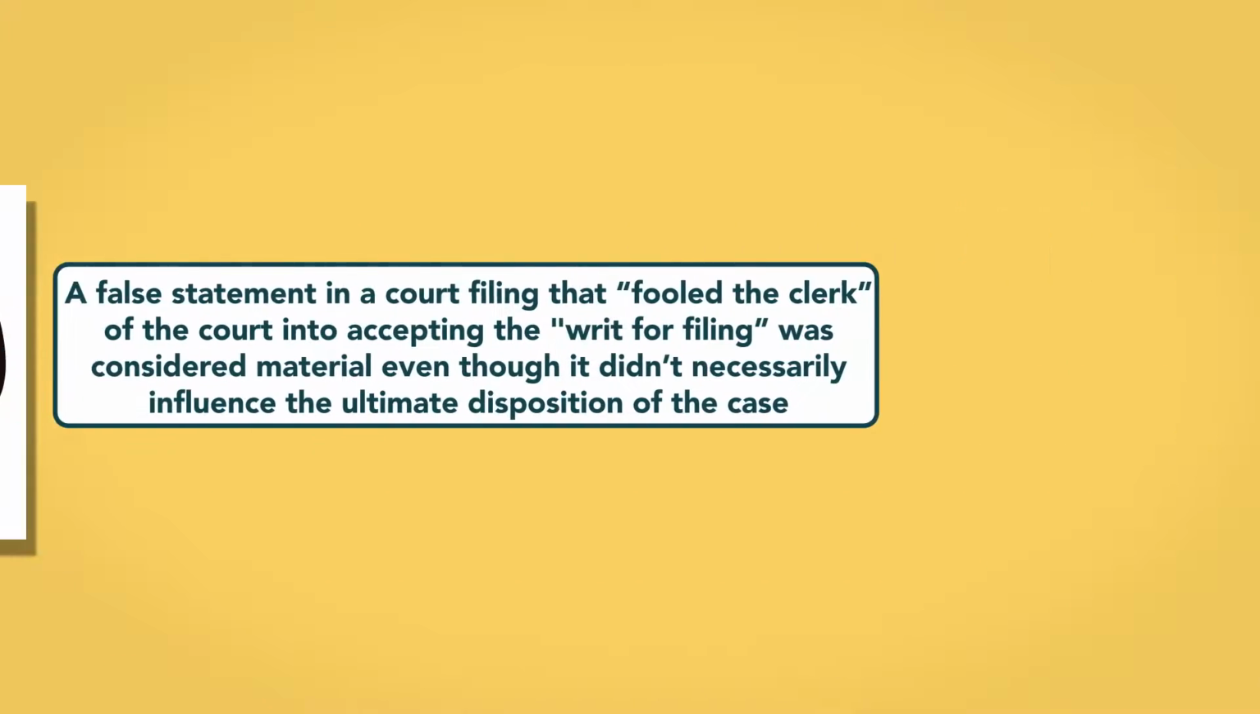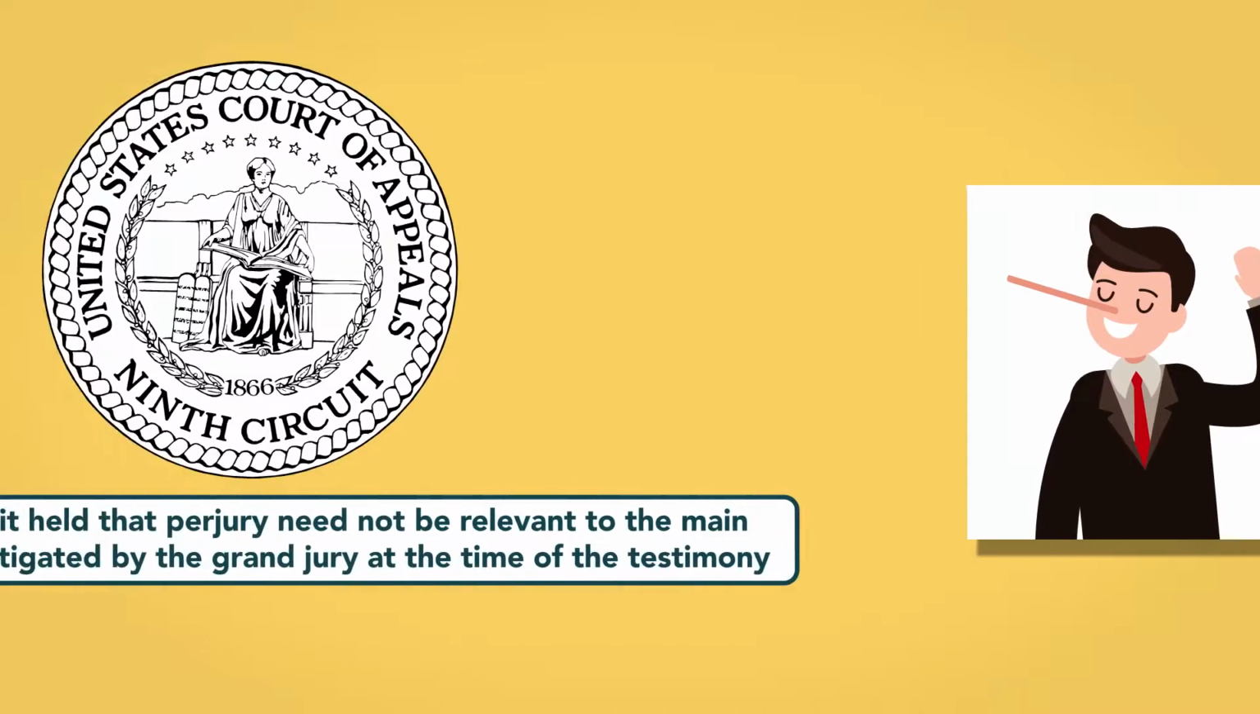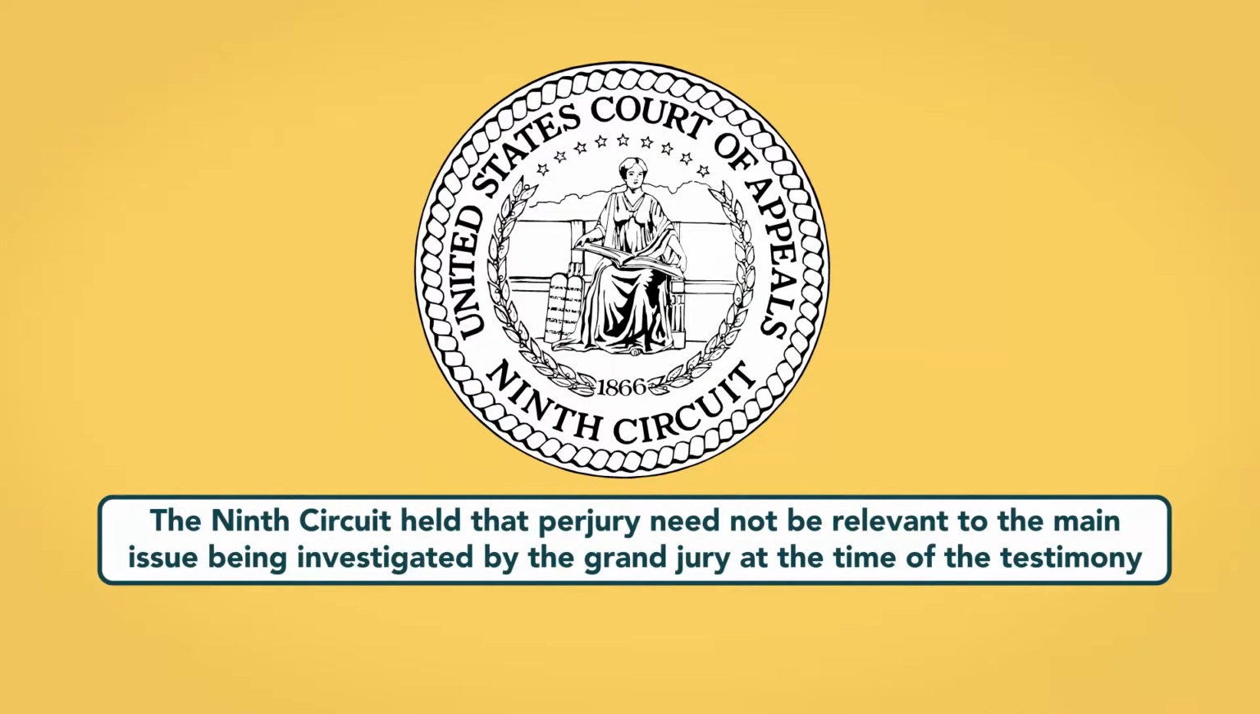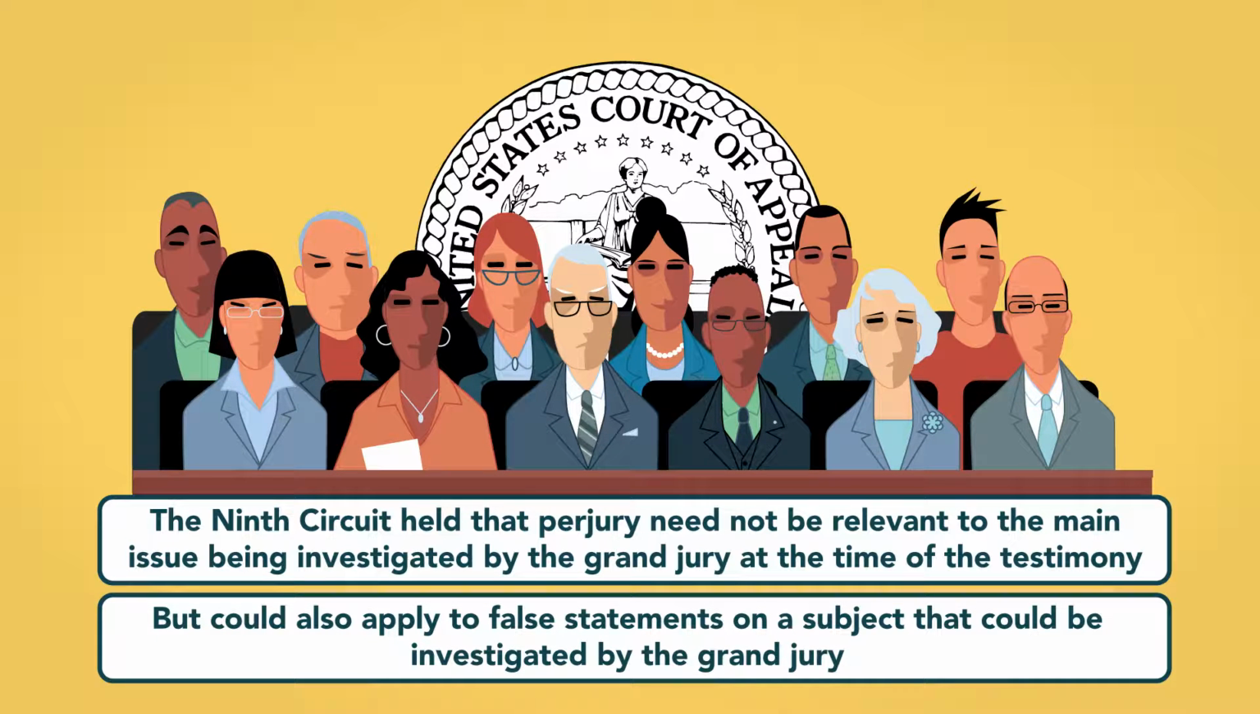Moreover, a false statement in a court filing that fooled the clerk of the court into accepting the writ for filing was considered material, even though it didn't necessarily influence the ultimate disposition of the case. Finally, the Ninth Circuit held that perjury need not be relevant to the main issue being investigated by the grand jury at the time of the testimony, but could also apply to false statements on a subject that could be investigated by the grand jury.